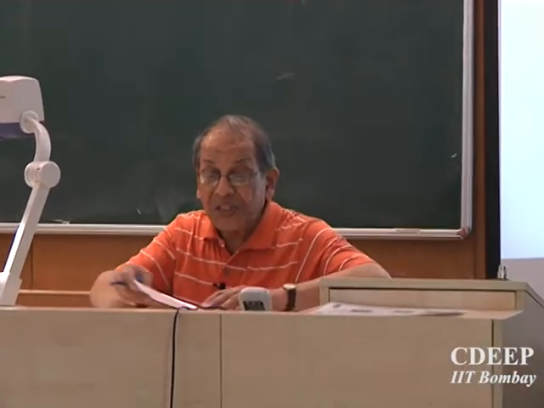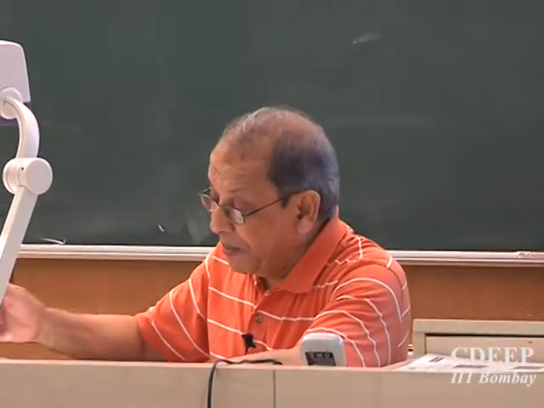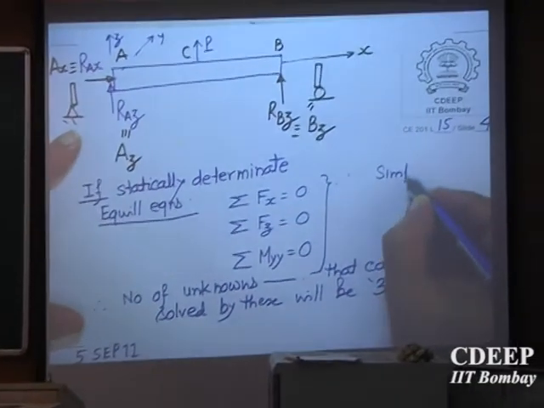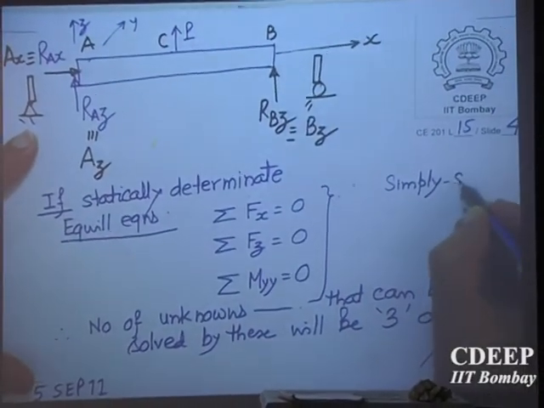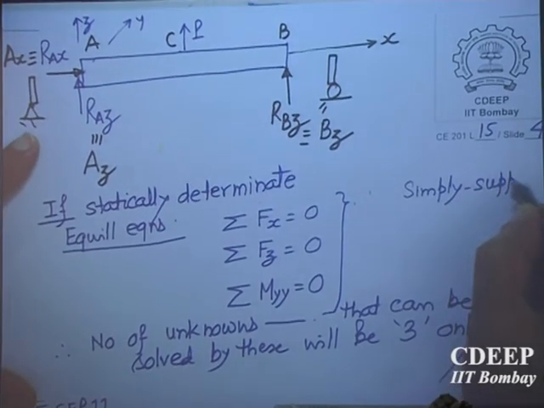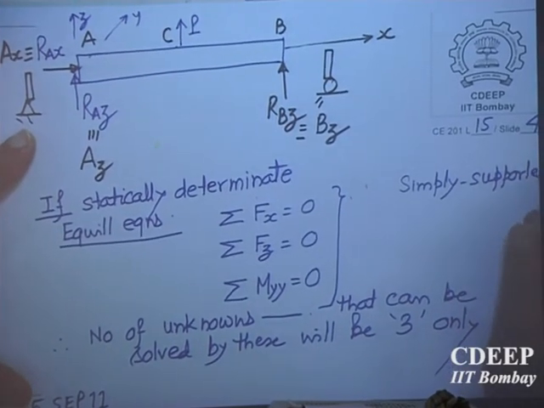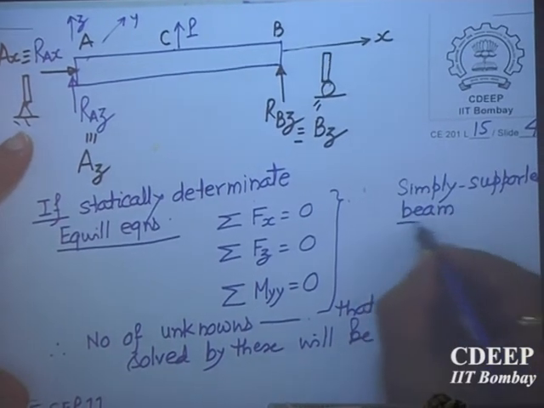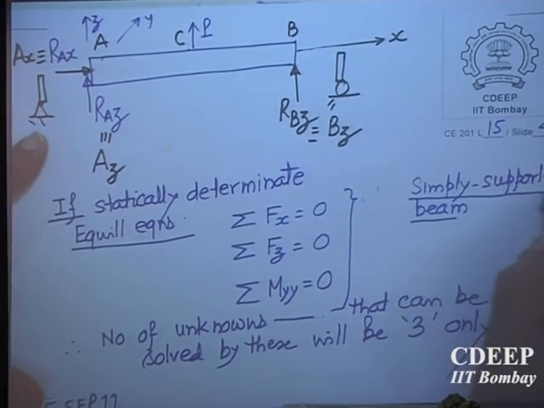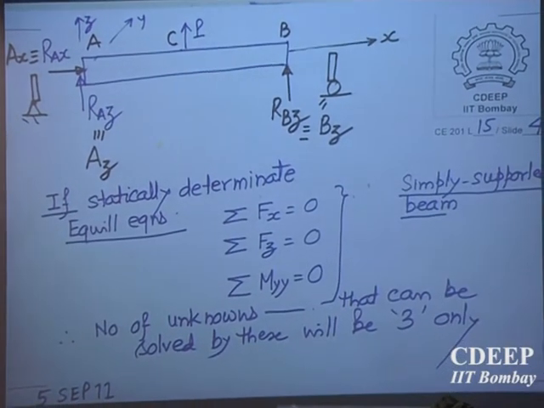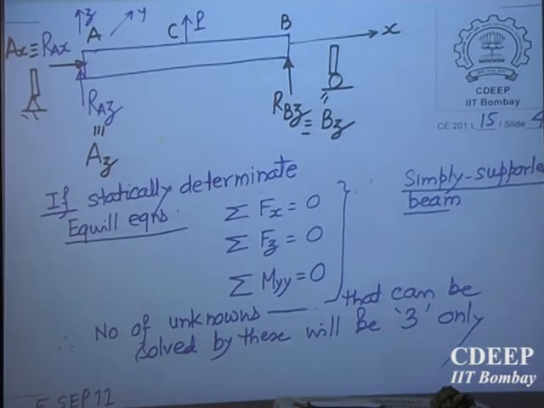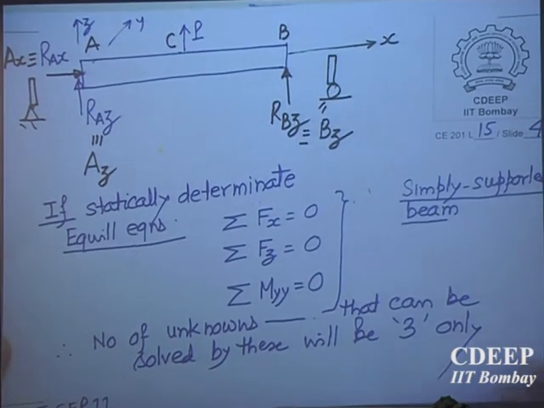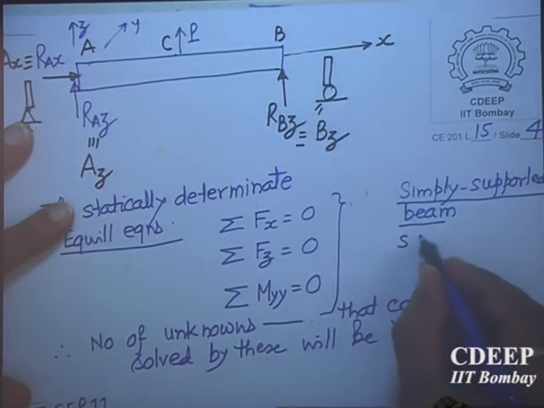Now supposing, so this is called a simply supported beam. We are only considering planar beams, not in space, not three-dimensional motion. They are all in the XZ plane. Simply supported beam, or SS beam.